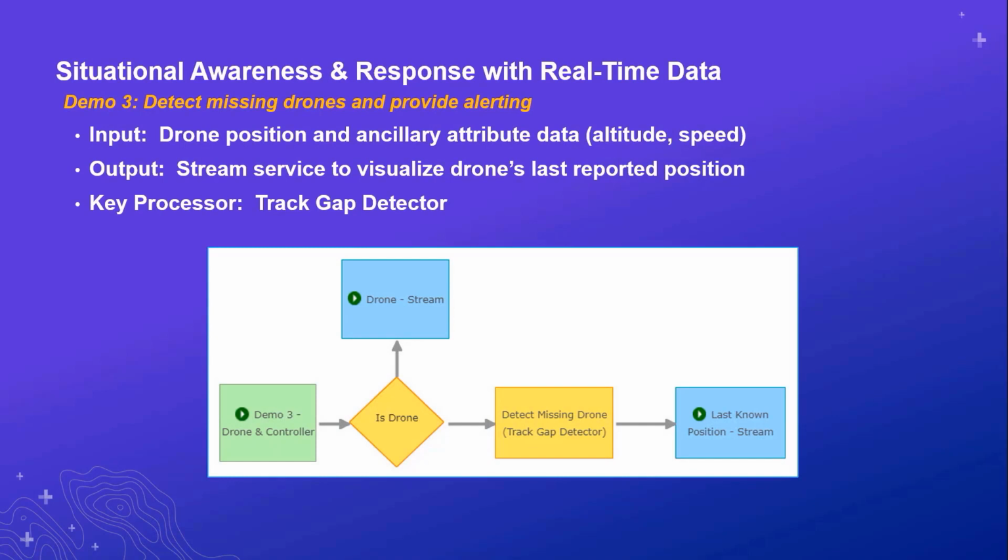So for our last demo, here is the GeoEvent service that made this possible. By this point, you're probably pretty familiar with the inputs and the outputs, but essentially on our input, we have that drone position and attribute data coming in. So altitude, speed, things of that sort. On our output, we have different stream services we've used to visualize the drone's last reported position as well as its current position. And the key processor that made this particular demo possible is the Gap Detector for detecting when the drone went missing.